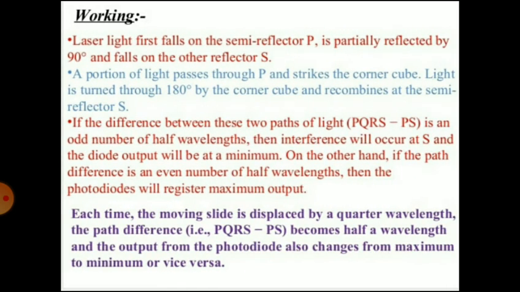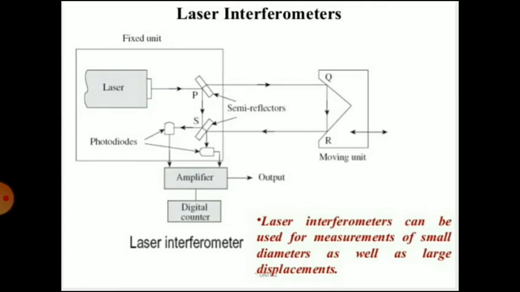Now the working. Laser light first falls on a semi-reflector P. It is partially reflected by 90 degrees and falls on another reflector S. A portion of the light passes through P and strikes the corner tube at point Q.